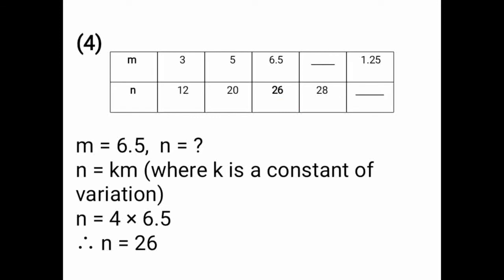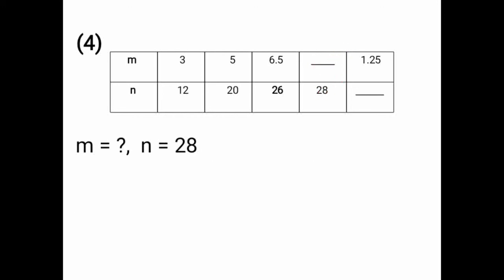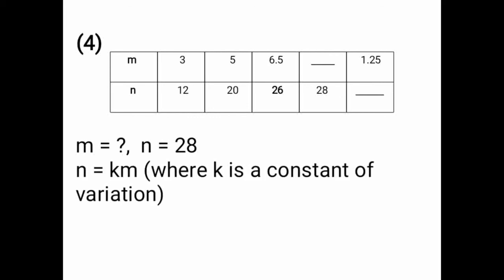Now we will solve fourth column. M you have to find, N is equal to 28 is given. M is equal to question mark, N is equal to 28. Use the formula of the constant of variation in direct variation. N is equal to Km, where K is the constant of variation. N is equal to 28 is given. You have to substitute the value N is equal to 28. Constant of variation K is equal to 4 you have to take, because you already got that answer. You have to find M. That is 28 is equal to 4 into M.